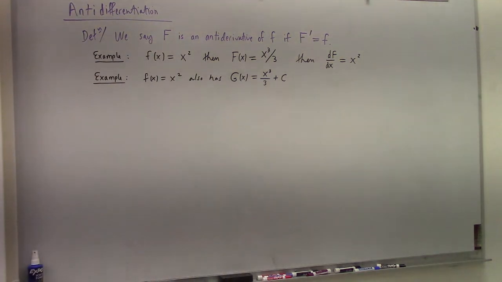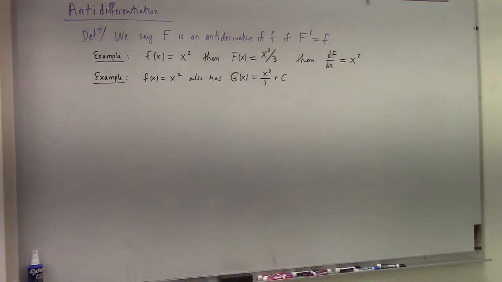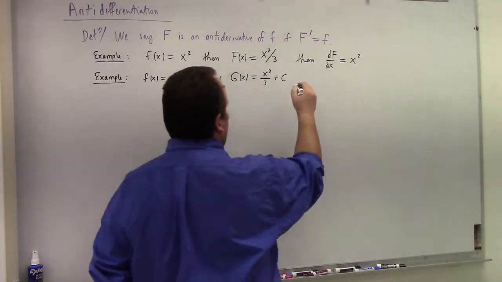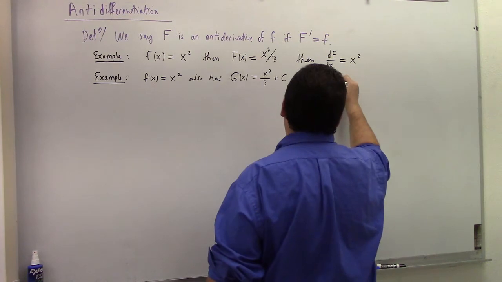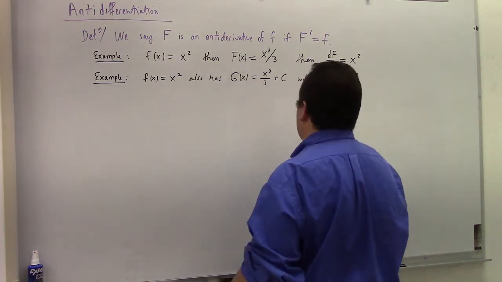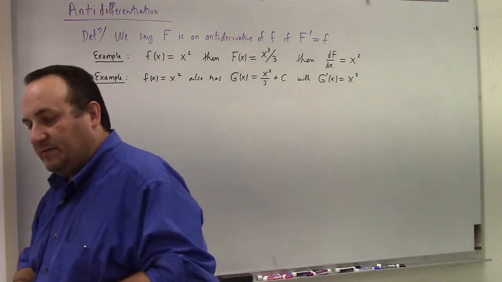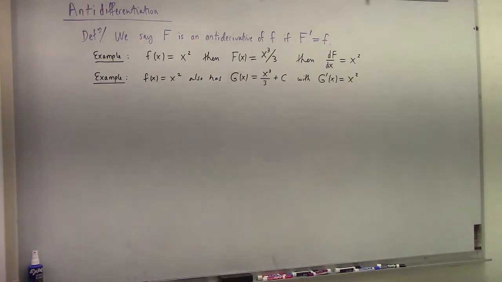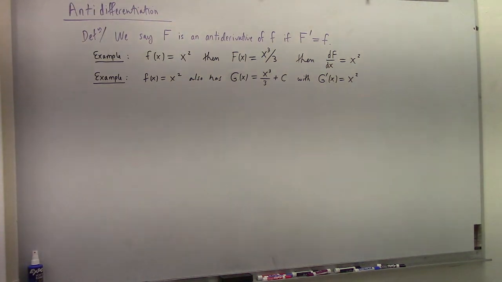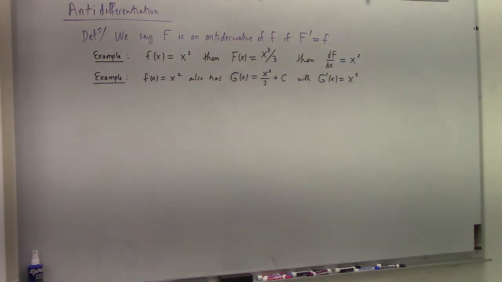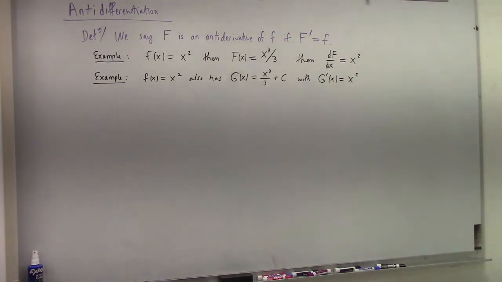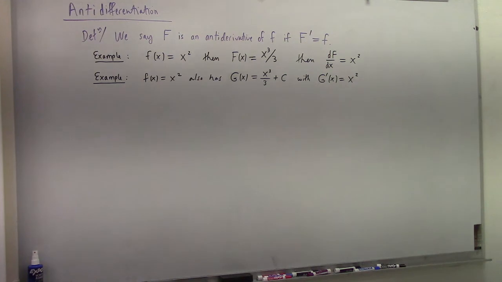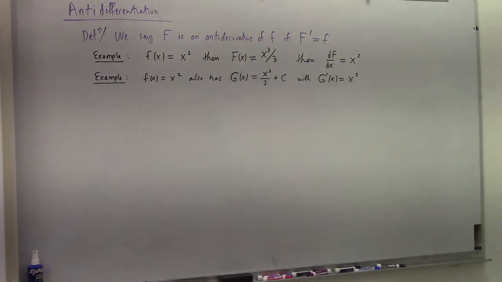What happens when you differentiate it? G prime of x is still equal to x squared. So you can take my antiderivative of x cubed over 3 and add any constant to it that you want. 1, 2, 3, 4, a million, doesn't matter. So what does this mean? This means that our choice of antiderivative is not unique.